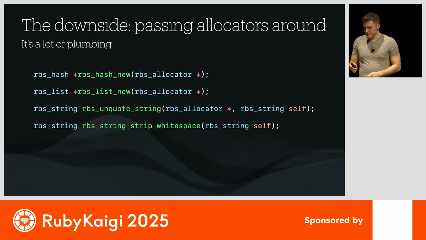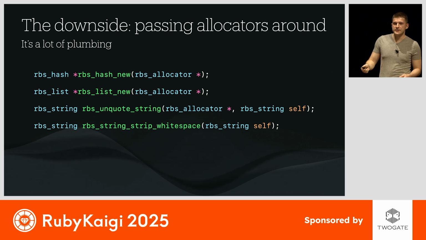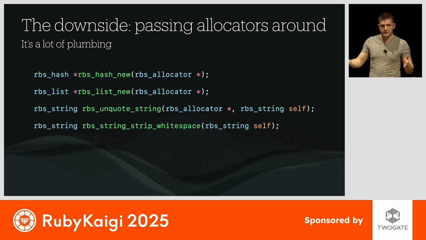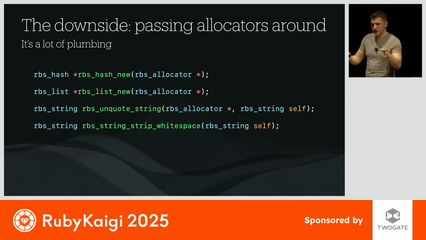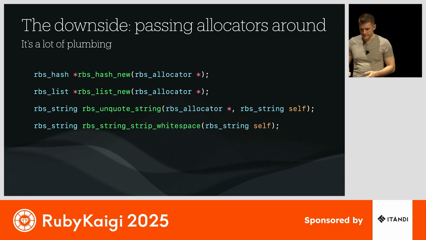It's a little tedious, but there's a kind of a cool upside, which is that at a glance, I can tell you that RBS string strip whitespace doesn't allocate. I can tell you that it's not going to return me a copied string with the whitespace trimmed off. It's going to give me a string that points into the same memory with the start and the end chopped off, without doing any memory allocation or copying. That's pretty awesome.